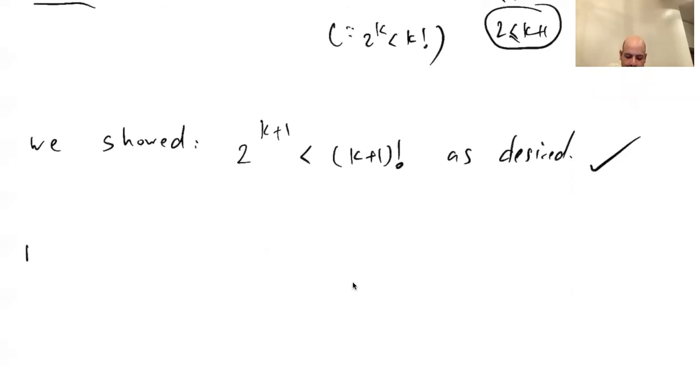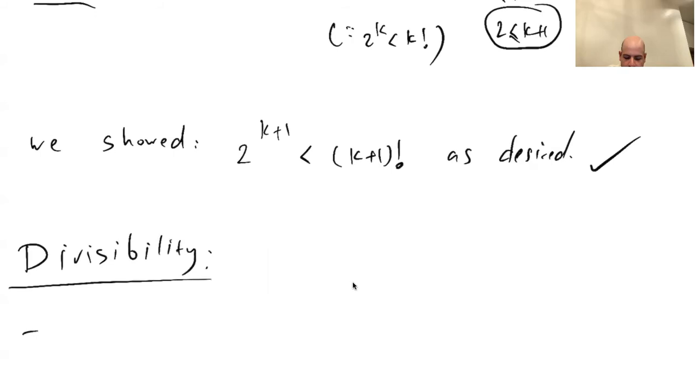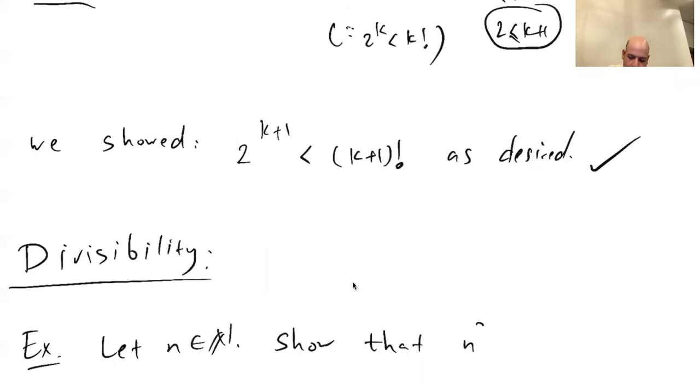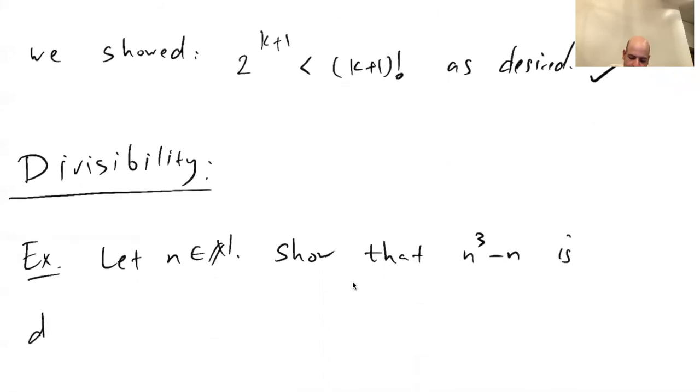Now, another example, for divisibility. Example: let n be a natural number. Show that n cubed minus n is divisible by 3.